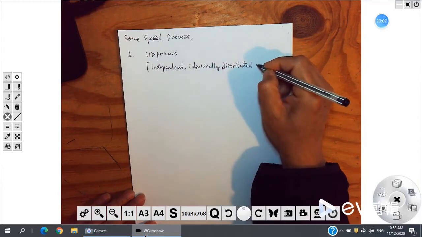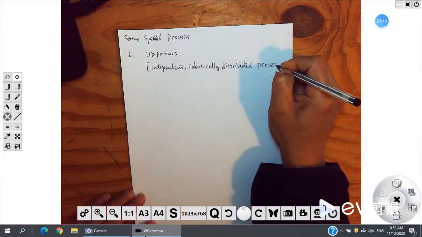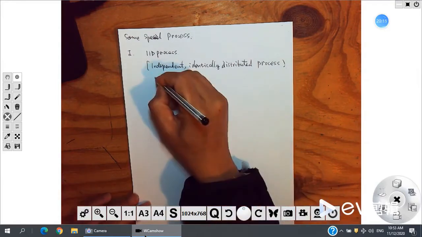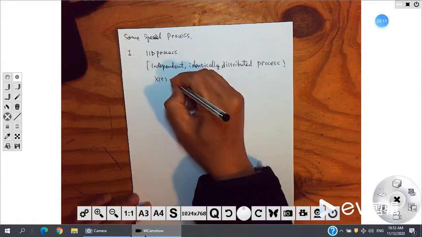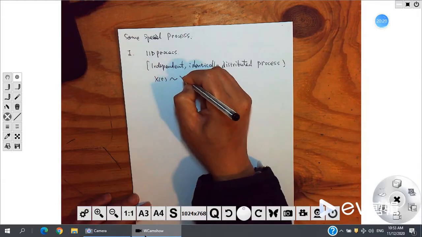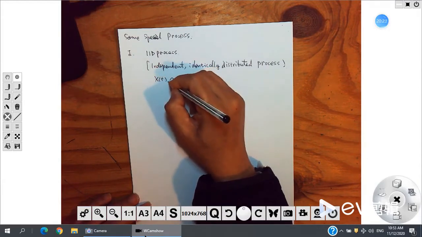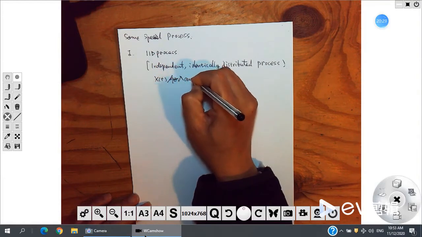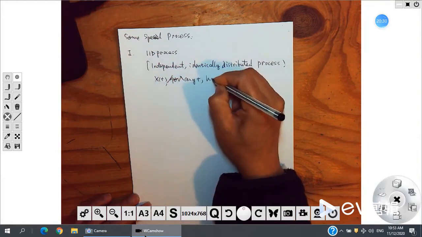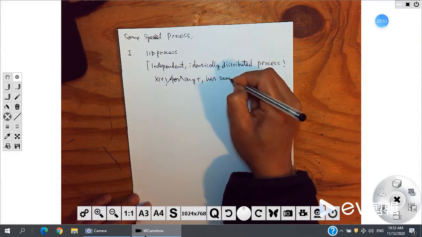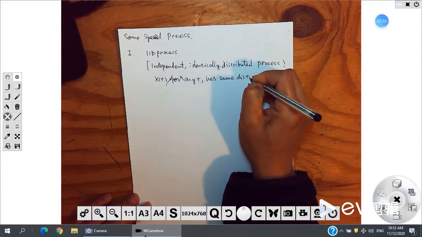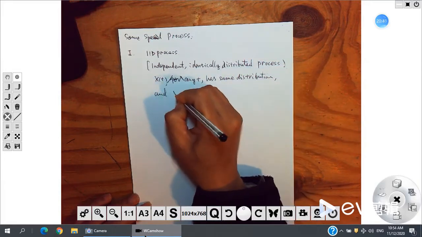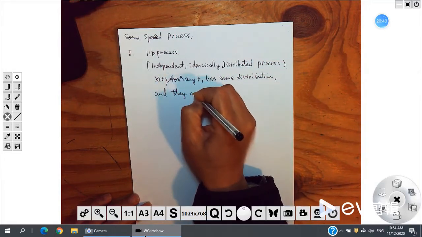Process. That means Xt, for any t, has the same distribution for different t, and they are independent of each other.